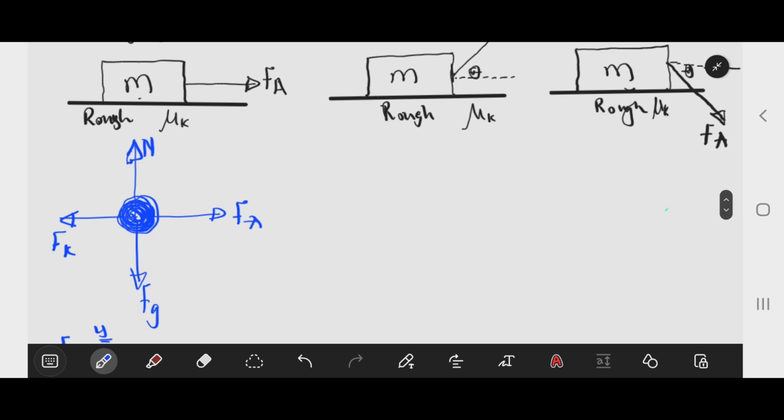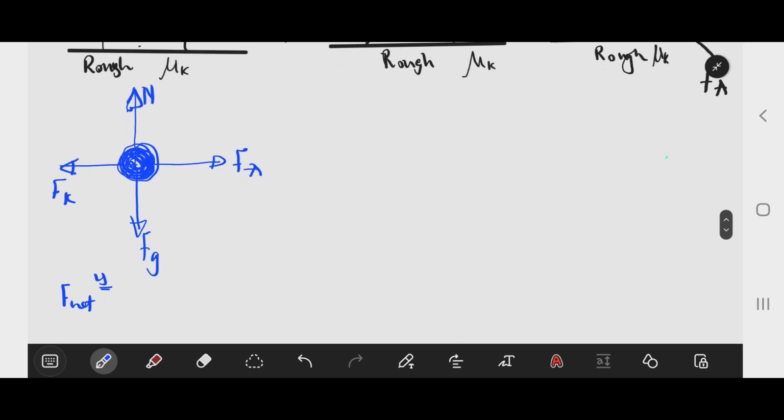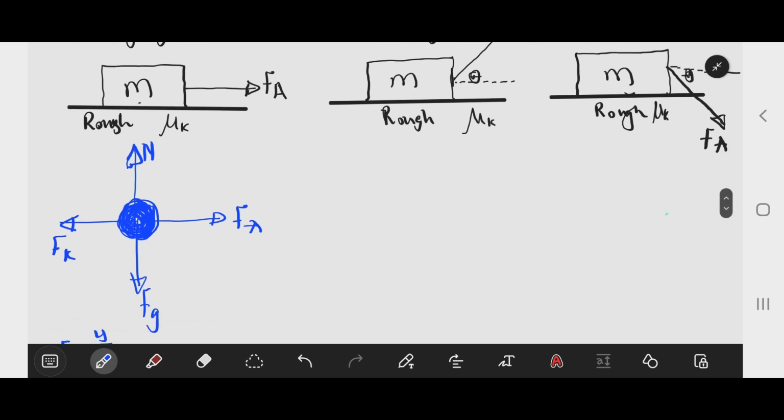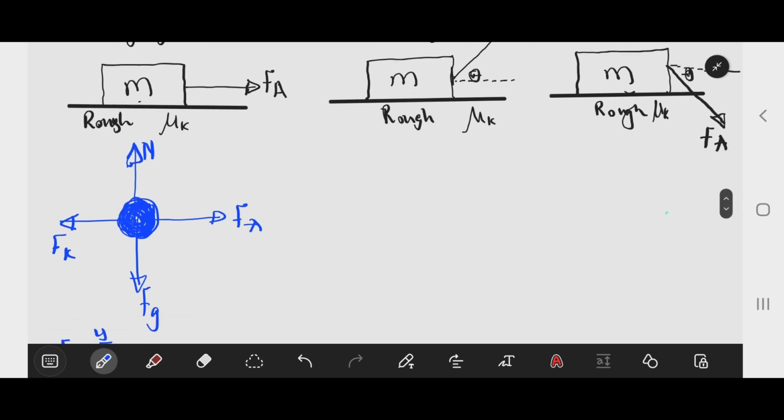We say step number one, you separate the objects, right? But in this case, there's only one object. There's no need to separate the objects. Step number two, you draw your free body diagram. You have drawn your free body diagram, right? Step number three, you resolve any forces that you need to be resolved.